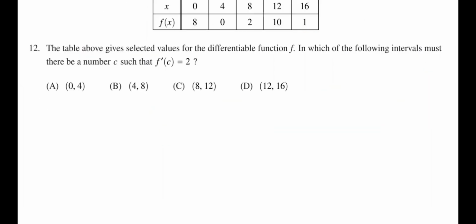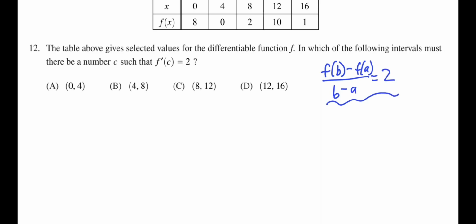Alright, so number 12, the table above gives selected values for the differentiable function f. In which of the following intervals must there be a number c such that f prime at c is equal to 2? Since we're given that the derivative at c is equal to 2, we're looking for some x interval where the slope between the two x bounds would be equal to 2. So let's plug everything into f of b minus f of a over b minus a. And now whichever one gives us a value of 2 would be the answer.